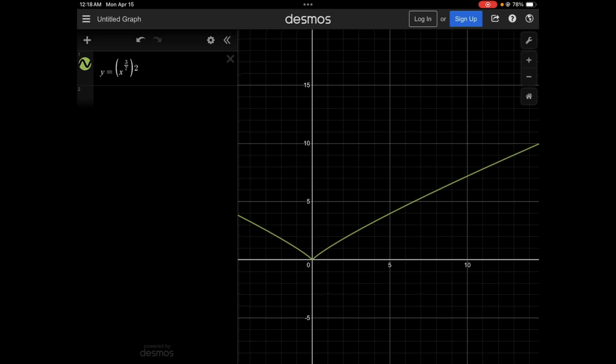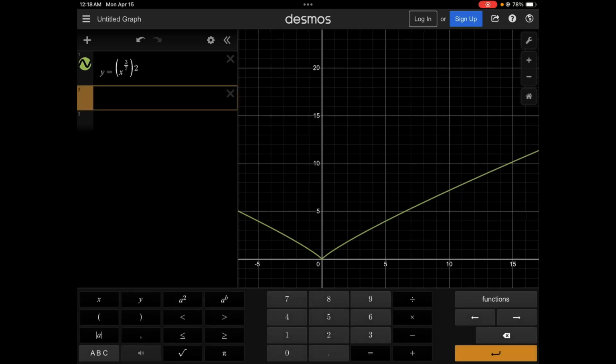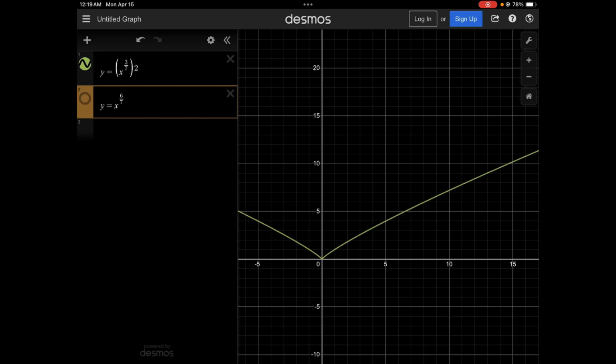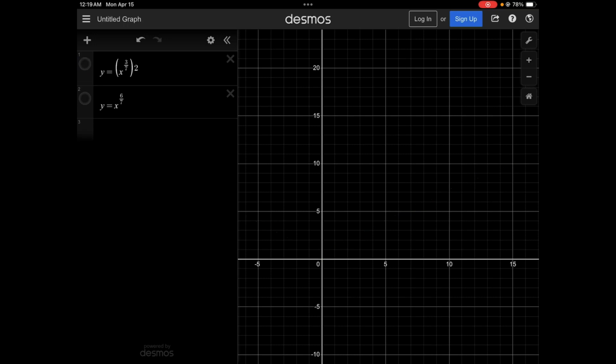It doesn't. Okay, let's see what the next one is. I know that it's going to be y equals x to the 6 over 7. So let's see how that graph looks. Oops. And we got a matching graph.